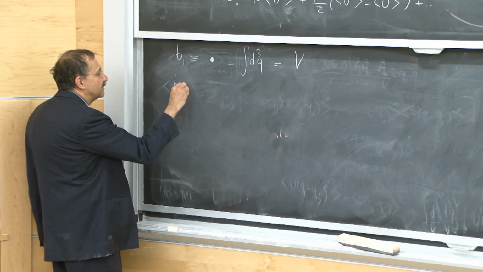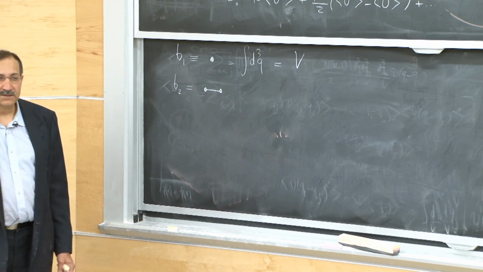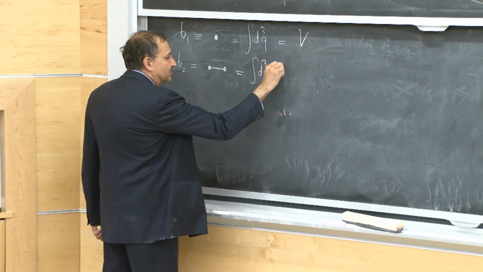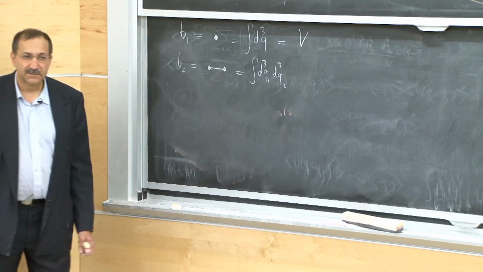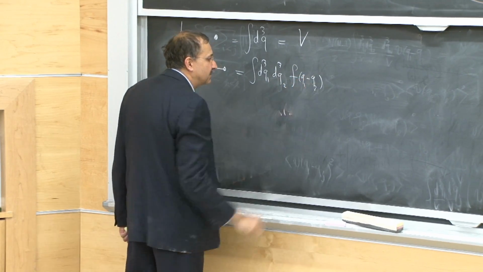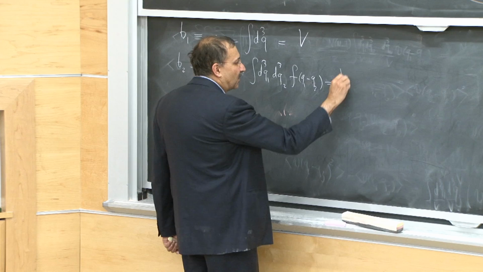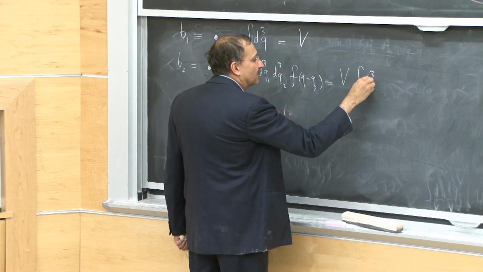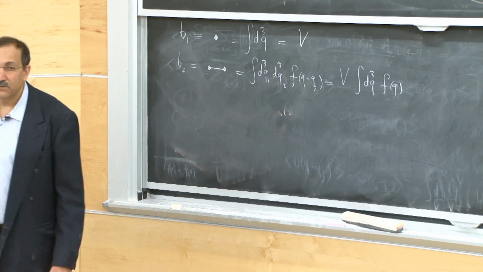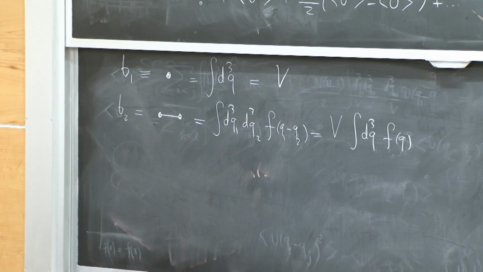B2 is a cluster of 2 points, so it is this. And so it is the integral over Q1 and Q2, which are 2 endpoints of this, of f of Q1 minus Q2. And this we've seen already many times. It's the same thing as volume, the integral over Q, f of Q. It is the thing that was related to our second virial coefficient. Now, this is very important.